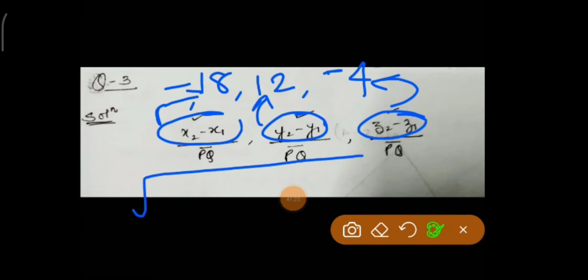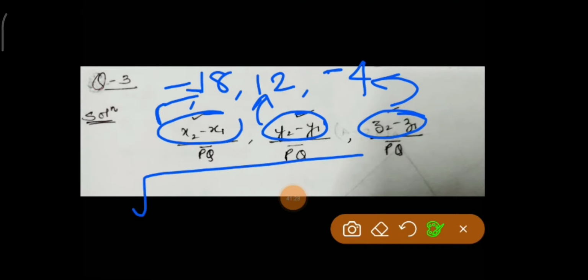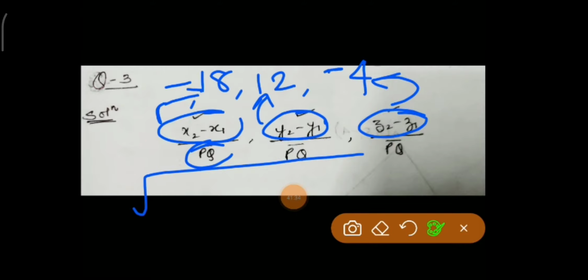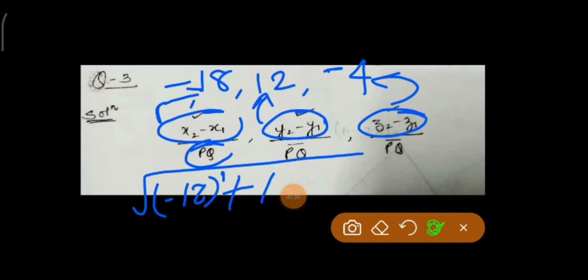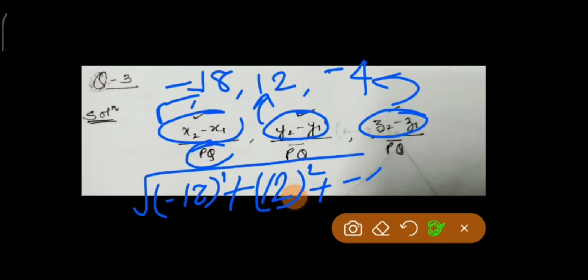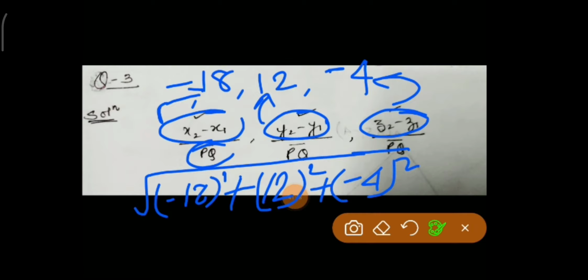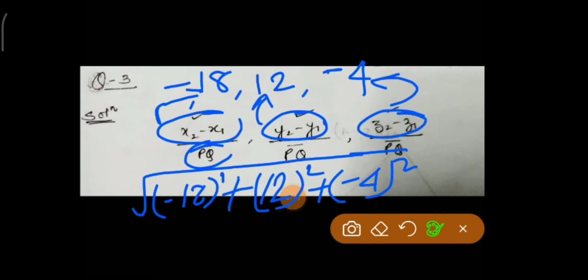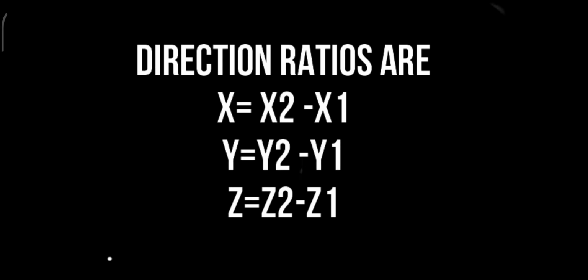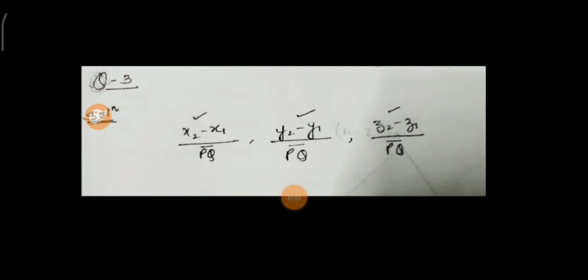Now how do you find this PQ magnitude, or the length of PQ? Simply minus 18 whole square plus 12 whole square plus minus 4 whole square. You find this, that will be your PQ, and then directly write 18 by that, 12 by that, minus 4 by that. So that will be your answer. Now let's move on to question number 4.